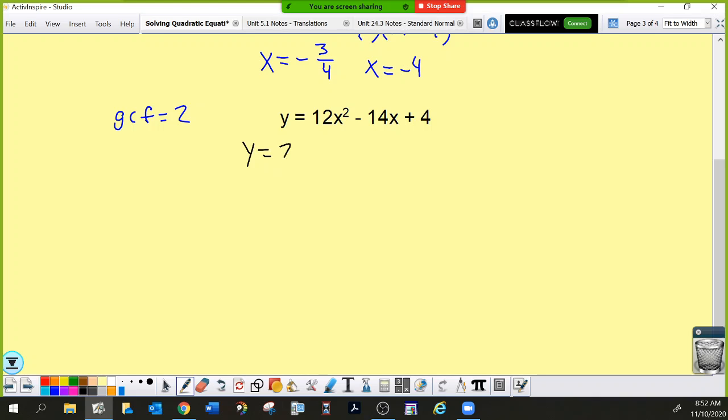I'm undistributing a 2. What's going to be left in here is 6x squared minus 7x plus 2. The quadratic that's inside the parentheses is where you're going to identify your A, B, and C. So A is 6, B is -7, and C is 2.